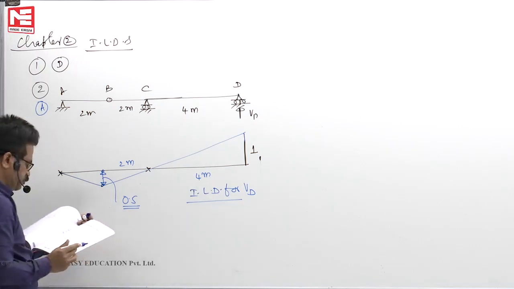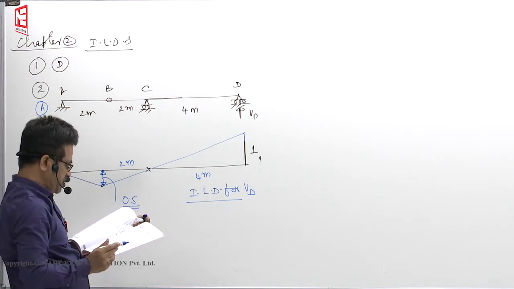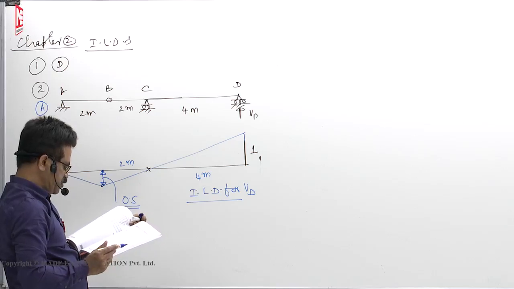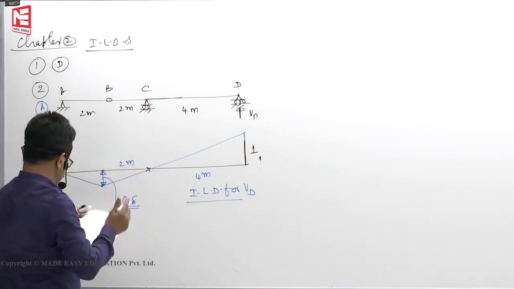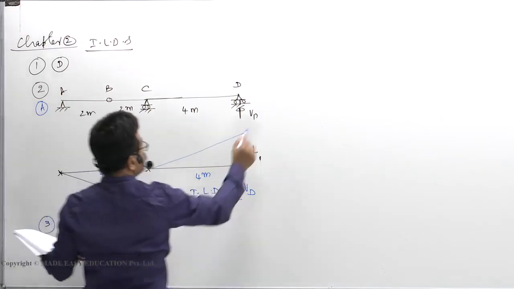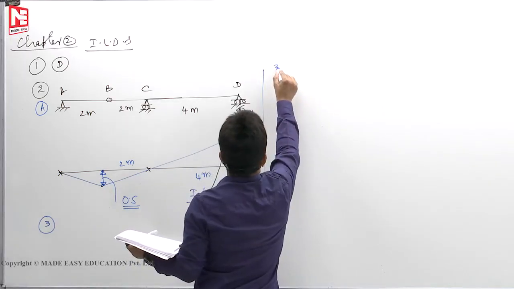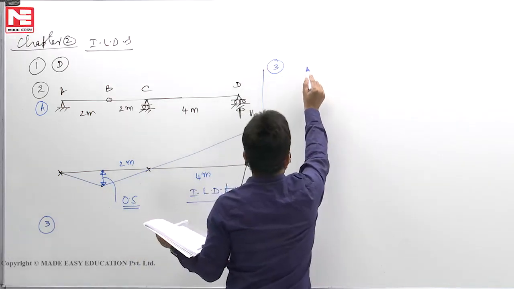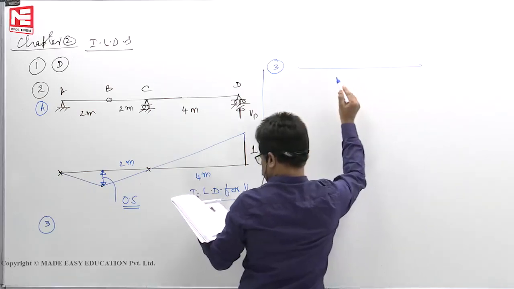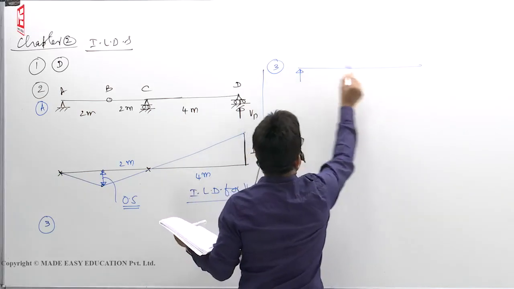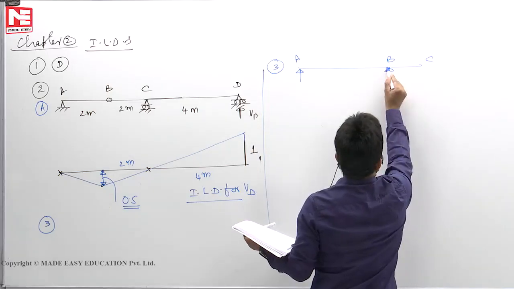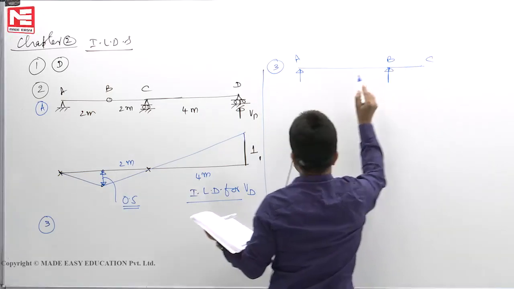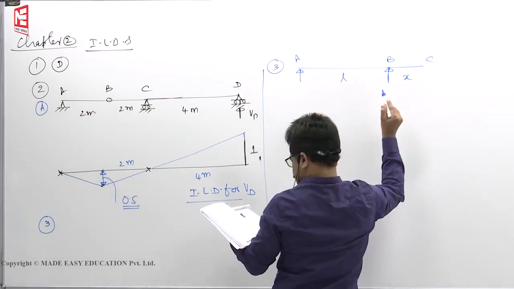A simply supported beam shown in figure 1 and 2. Influence line for the beam is drawn. Which one of the following statements is correctly associated with the figure 2? So this third question I'll write here. This is your beam ABC. Okay, this length is L, this length is X.